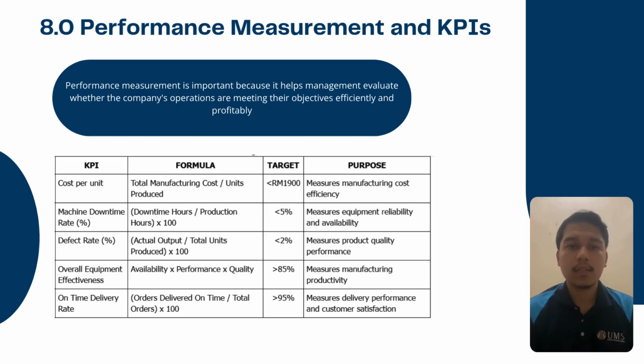The final KPI is overall equipment effectiveness, or OEE, with a target above 85%. OEE combines equipment availability, performance, and quality into a single indicator of manufacturing productivity. These KPIs are directly related to financial performance and return on investment, or ROI. For example, lower production costs and fewer defects increase profit margins, while reduced downtime and higher equipment efficiency improve production output and revenue generation. Therefore, KPI monitoring enables management to identify operational problems early and take corrective action to improve profitability.